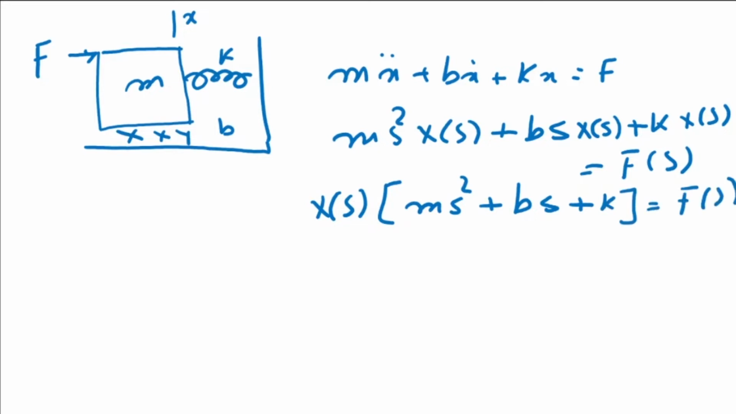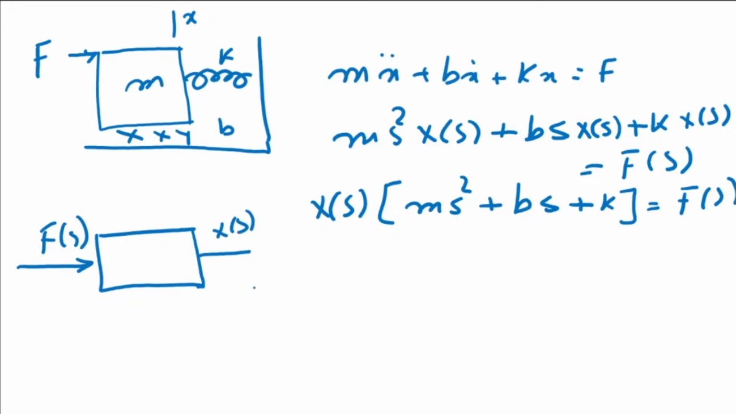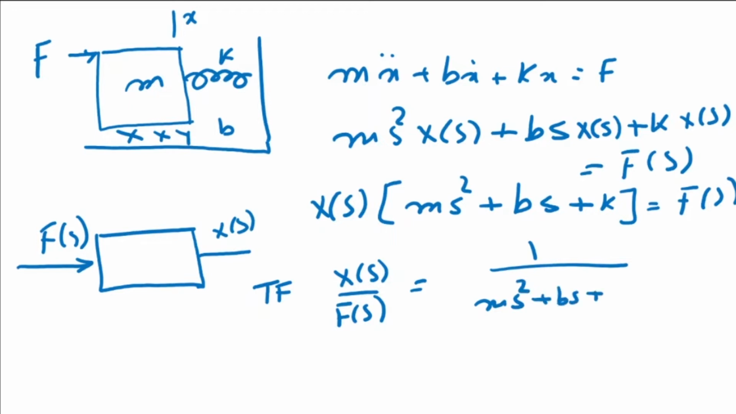Now if I consider this to be a block diagram like this, in which I have an input and an output, my input is F(s). I'm applying a force to the block, because of which the block is moving, and my output here is X(s). Then the transfer function is given as the output X(s) by the input F(s), which turns out to be equal to 1 by m s squared plus b s plus k, and this is called my characteristic equation.